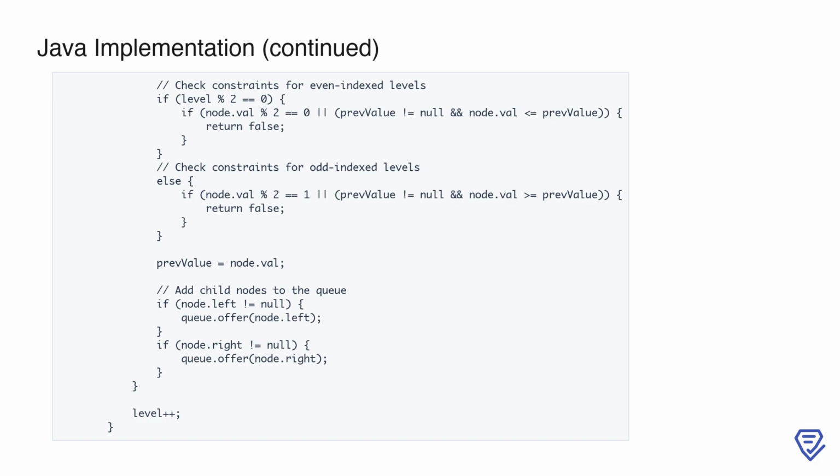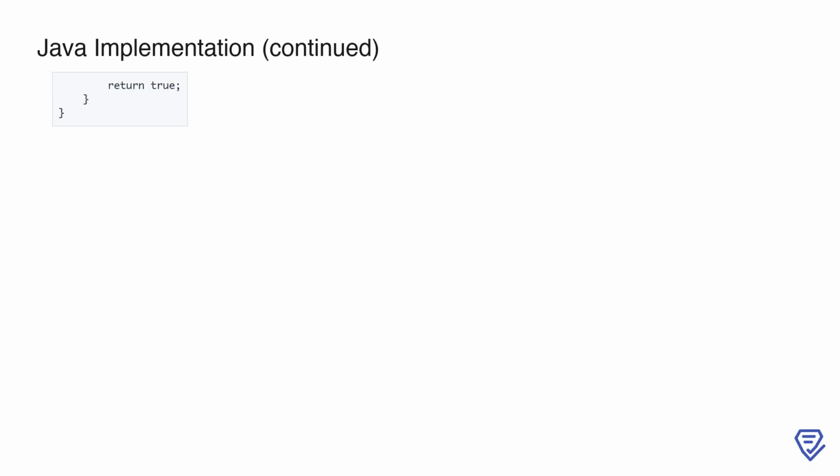After evaluating the current node, we update prev_value and add the node's children to the queue, if they exist, so that we can process them in subsequent levels. Finally, we increment the level counter to move to the next level. After traversing all levels of the tree without encountering any violations, we return true, indicating that the tree satisfies all the conditions of an even-odd tree. This approach efficiently performs a level order traversal and validates the tree in O(n) time, where n is the number of nodes in the tree, as each node is processed exactly once.